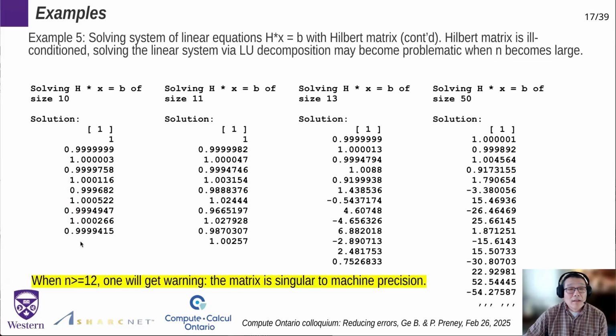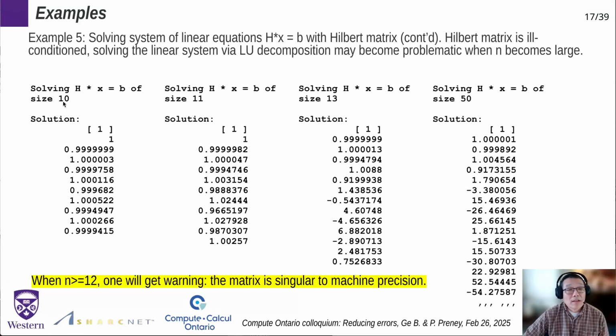So we try different sizes. We start with size 10, and then increase the size to 11, 13, and 50, and then look at the solution. Just keep in mind that the right-hand side b is created by multiplying the Hilbert matrix by a unit vector, and then we solve for x. If we do things correctly, algebraically, we should get the solution x identical to a unit vector, but in reality, in floating point operations, we don't. Let's take a look at the solutions we got.